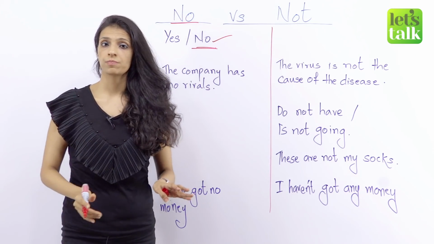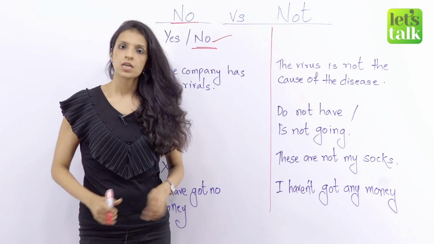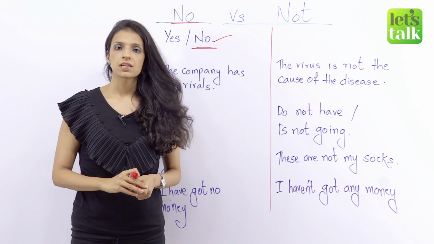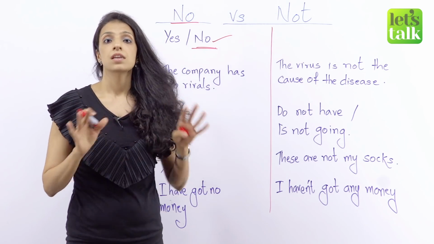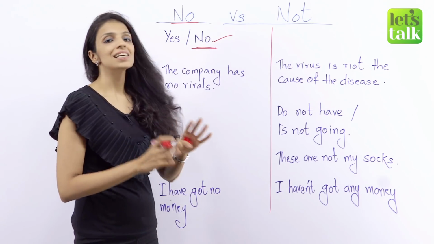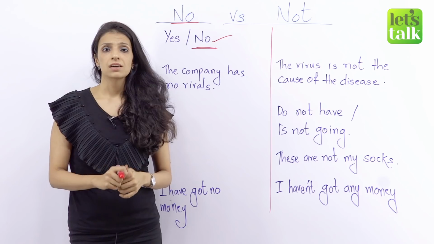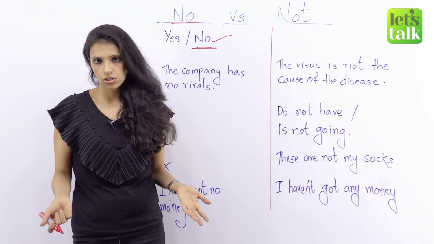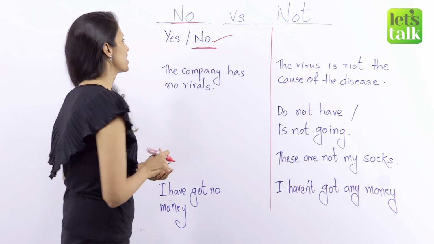no. Okay. Do you want to come with us to the party? No. Do you want to hang out with us on Saturday? No. Are you going to the mall today? No. So it's just yes or no. You cannot answer a question like, are you going to the mall? Not. Can you say not? No. You cannot say not.